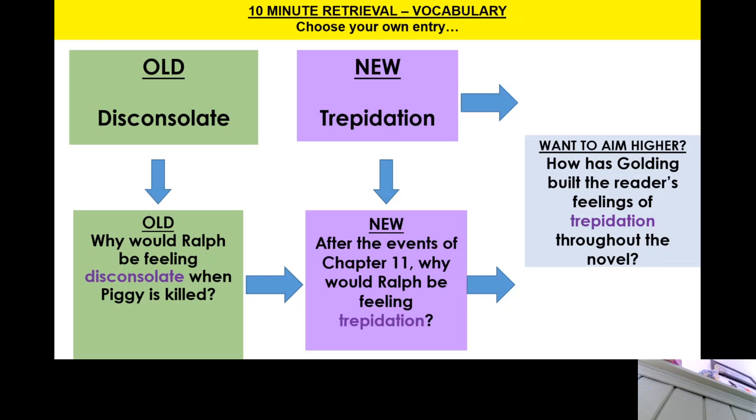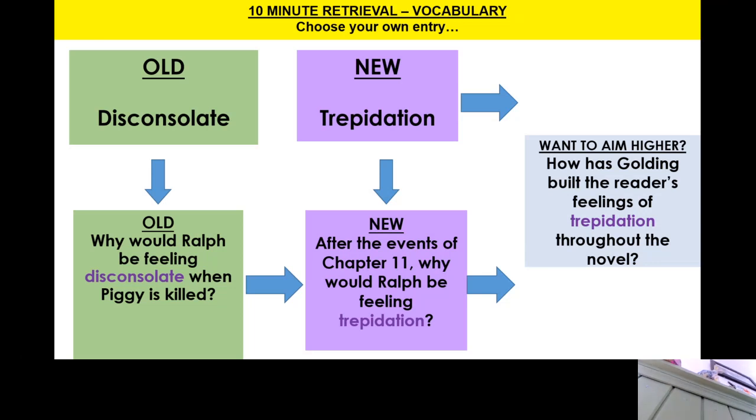So then we have our optional want to aim higher question. How has Golding built the reader's feelings of trepidation throughout the novel? So how has that trepidation, that anxiety, that tension built to these final disastrous events? So you can pause the video and have a go at answering those questions. If you find these questions difficult, please do not worry about them.